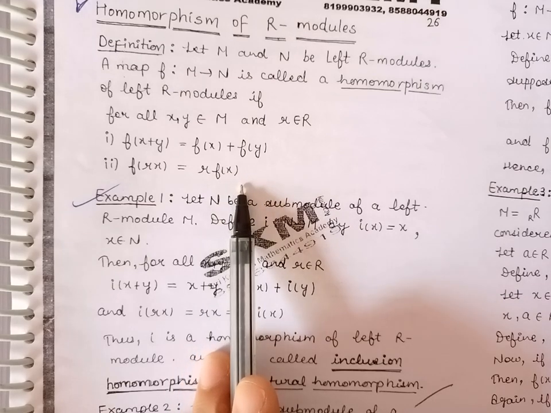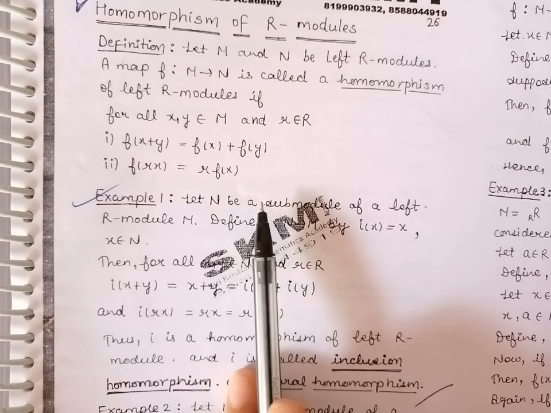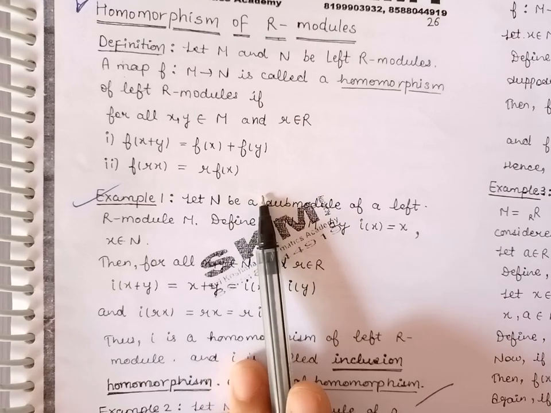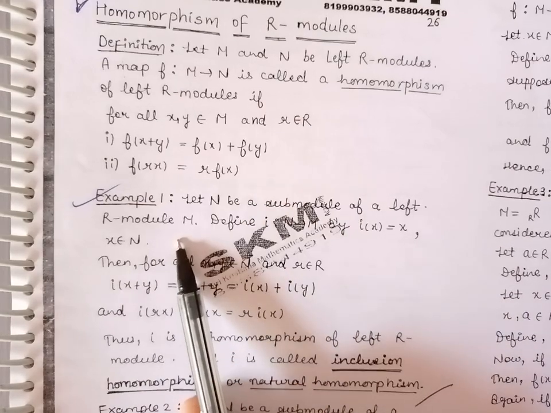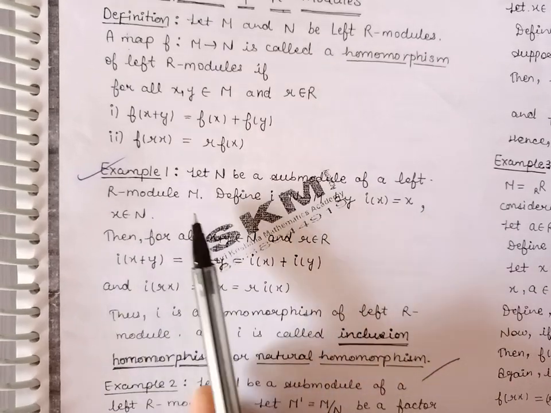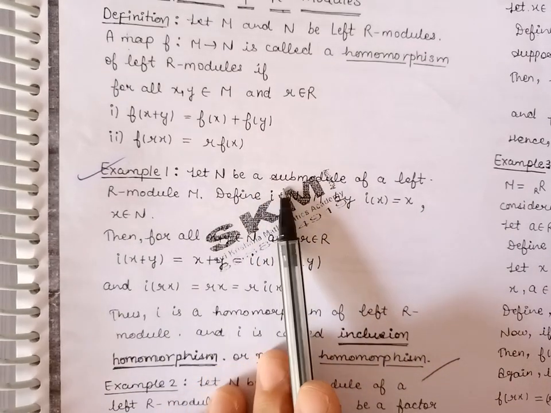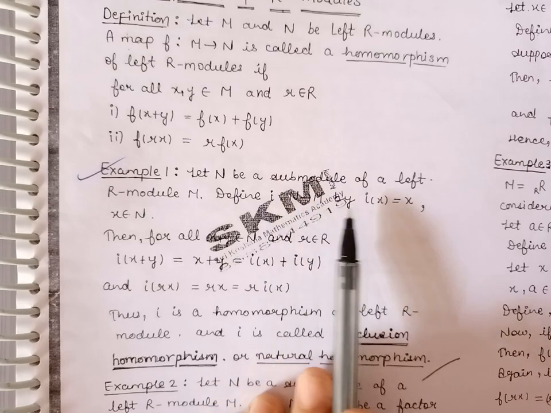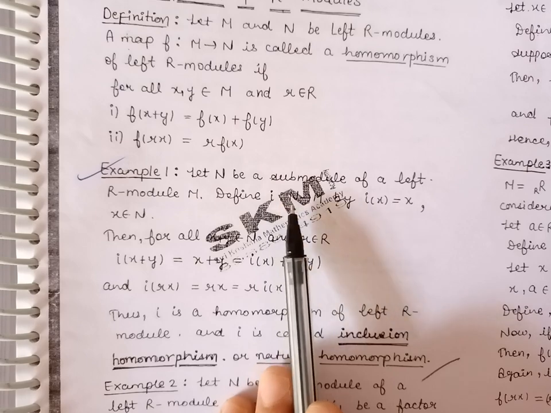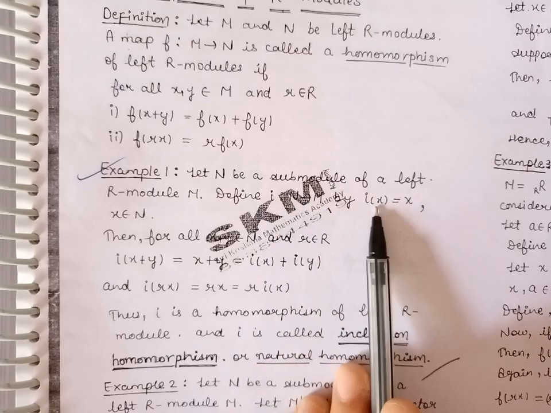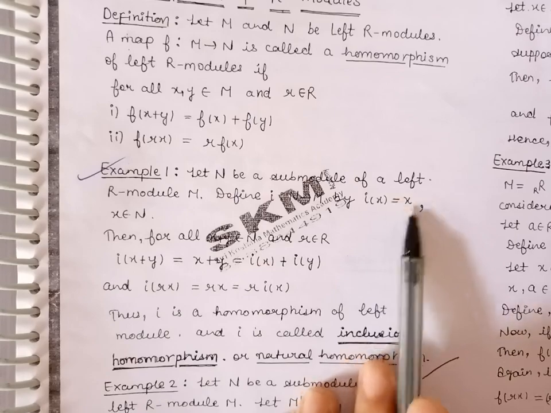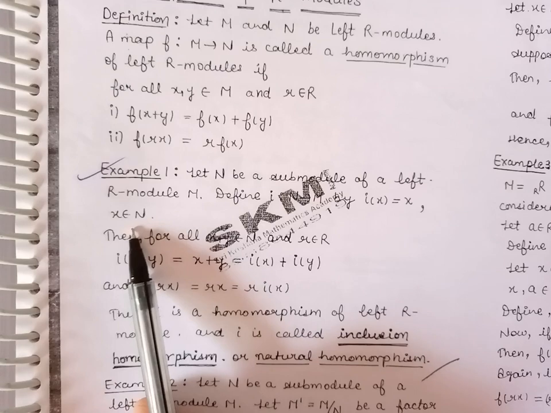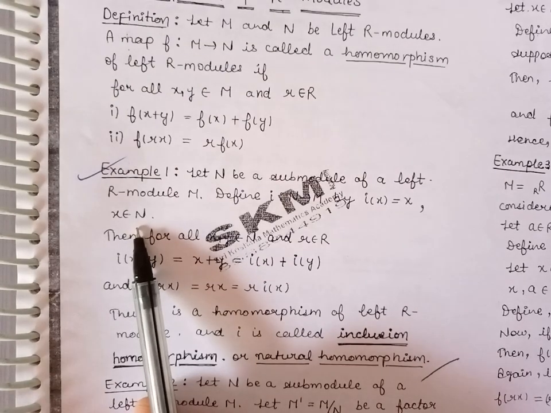Here we are having left R modules in the whole section if it is not mentioned otherwise. Now let us see some examples of homomorphisms. First example: let us take a left R module M and N be its submodule. A mapping i from N into M is defined by i(x) equals x, where x belongs to N. This mapping is called the inclusion homomorphism or natural homomorphism.